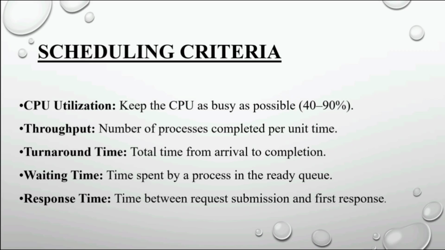Throughput: the number of processes completed per unit time. Higher throughput means you finish more tasks in the same amount of time. Turnaround time: the total time from arrival to completion of a process. Waiting time: the time spent by a process in the ready queue. Lower waiting time means a better user experience and a faster system. Response time means the time between request submission and the first response.